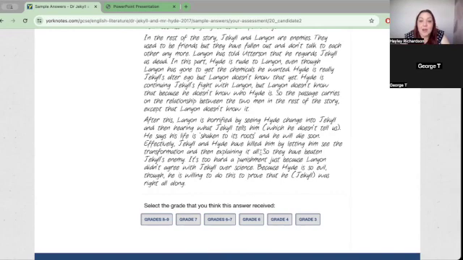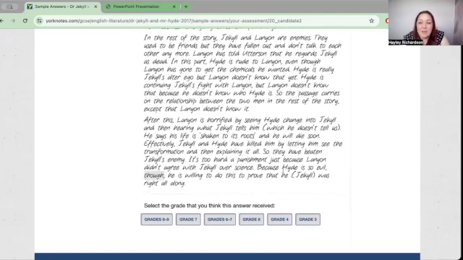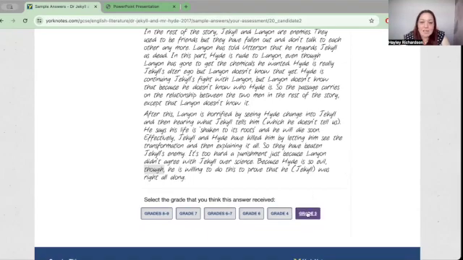That's an example where you could have a comma and a lowercase s, and that would be a much better choice. It's too hard a punishment just because Lanyon didn't agree with Jekyll over science. Because Hyde is so evil, though, he is willing to do this to prove that he, Jekyll, was right all along. You don't need the though. I would just have: it's too hard a punishment just because Lanyon didn't agree with Jekyll over science. Because Hyde is so evil, he is willing to do this to prove that he, Jekyll, was right all along. So let's see what answer. Let's start from 3. Was it a 3?